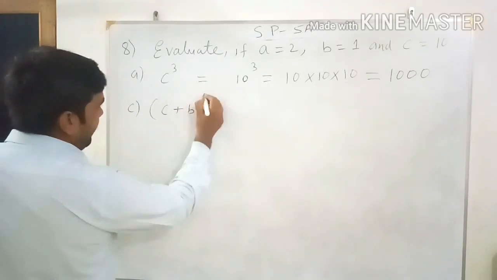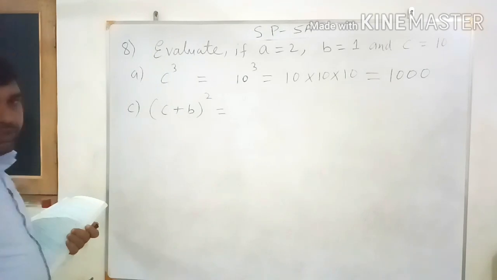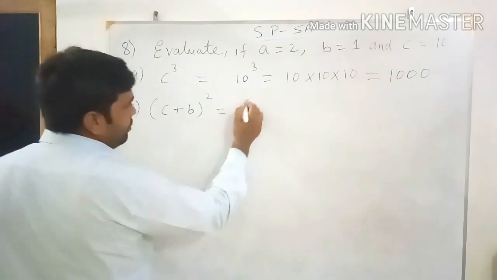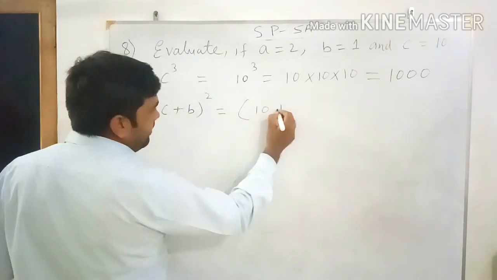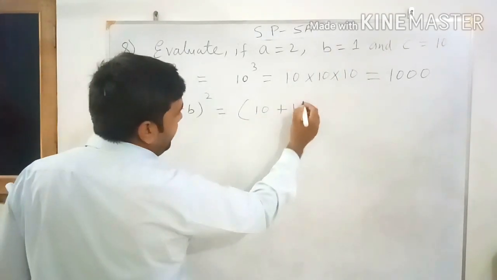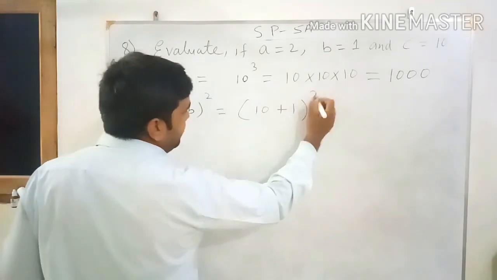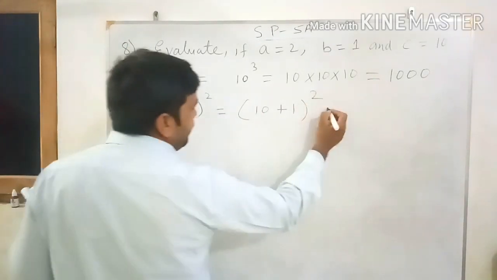(c + b) whole square. Now in this also we substitute the value of the given variables. So in the place of c you write 10. In the place of b, the value of b is given as 1. You write 1, and the whole square, that is the power 2. So here see what you got.